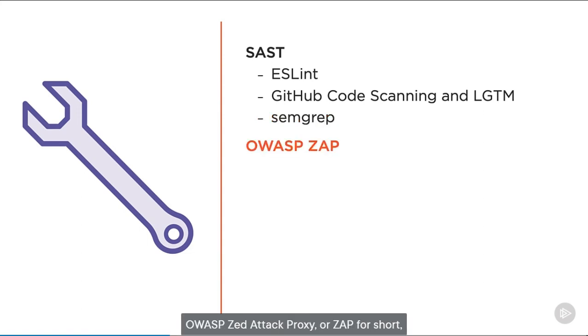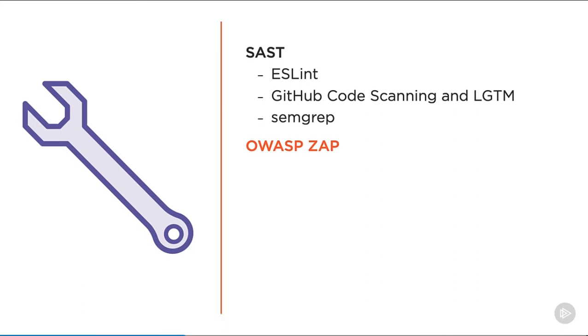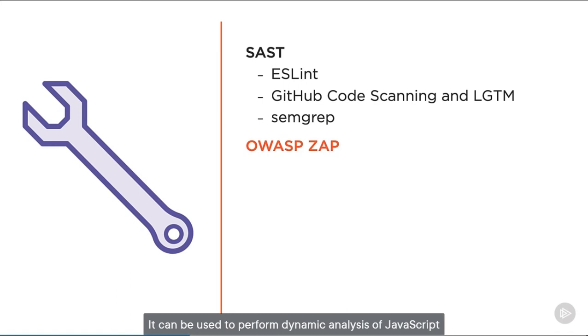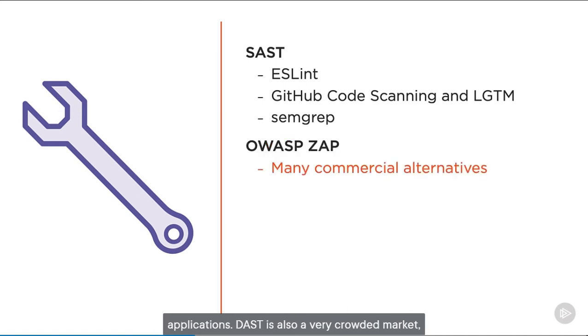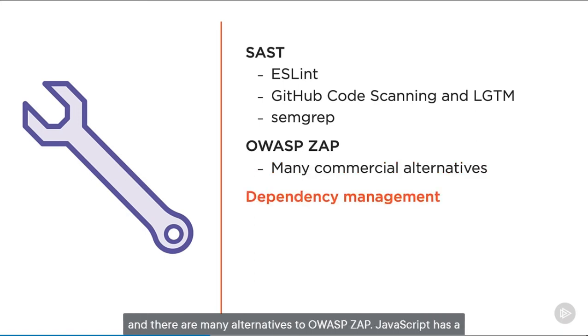OWASP Zed Attack Proxy, or ZAP for short, is the most popular open source DAST scanner. It can be used to perform dynamic analysis of JavaScript applications. DAST is also a very crowded market, and there are many alternatives to OWASP ZAP.